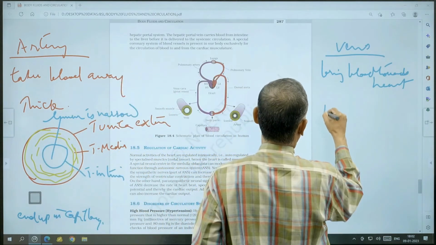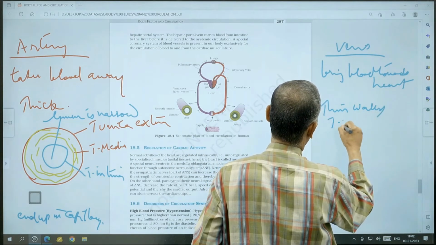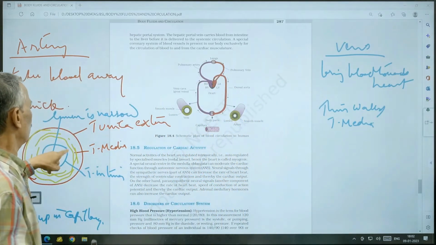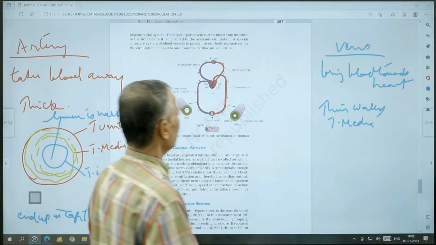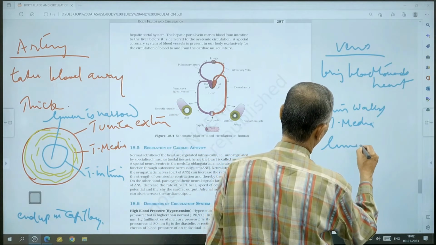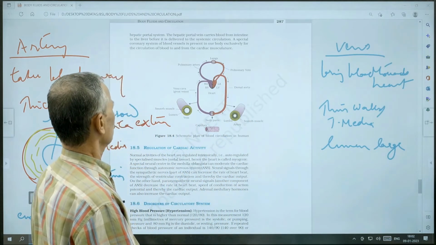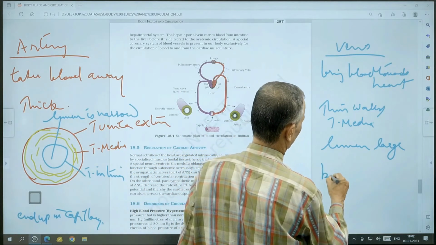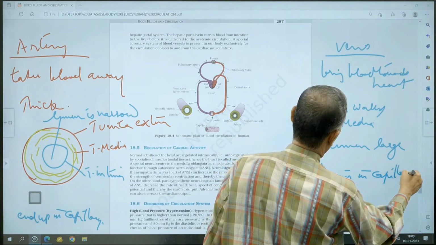They are thin walled. Why are they thin walled? Because the tunica media, which is made up of involuntary smooth muscles, is very thin. Since the muscles are thin, the lumen is large. Wide lumen. And they will begin in capillaries.